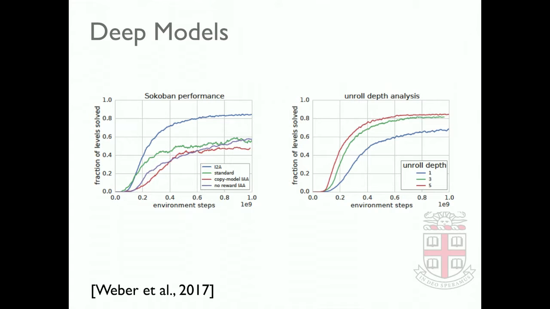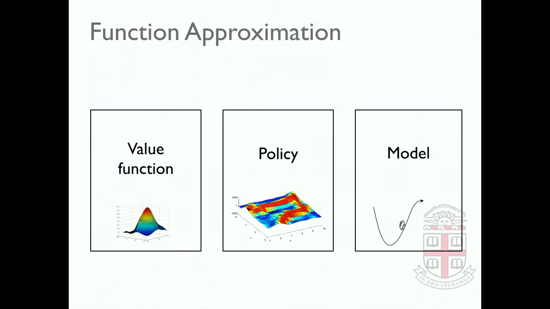So this blue line over here is how well you do if you can look one step ahead, and the green line is 3 steps ahead, and the red line is 5 steps ahead. So you get a diminishing return, right? It's only really useful looking 5 steps ahead, but it gets you some advantage.